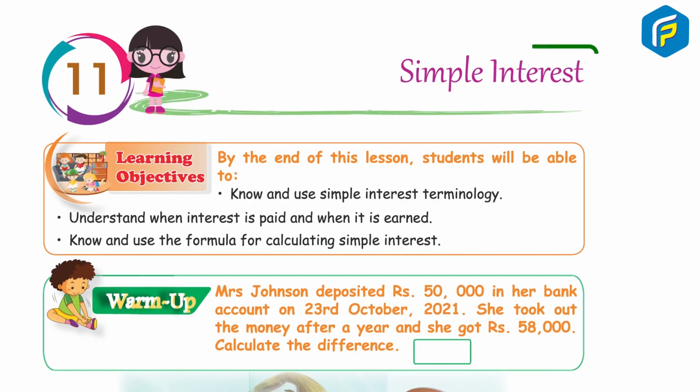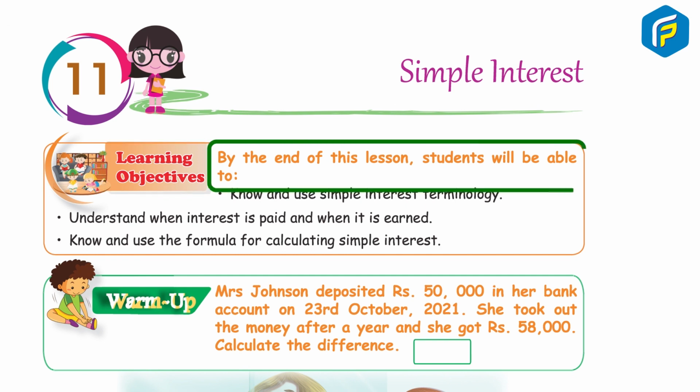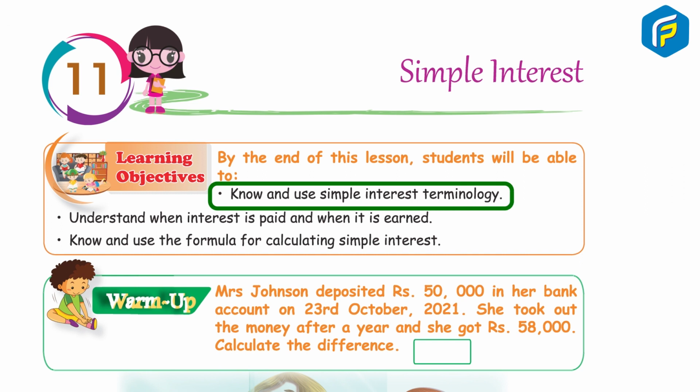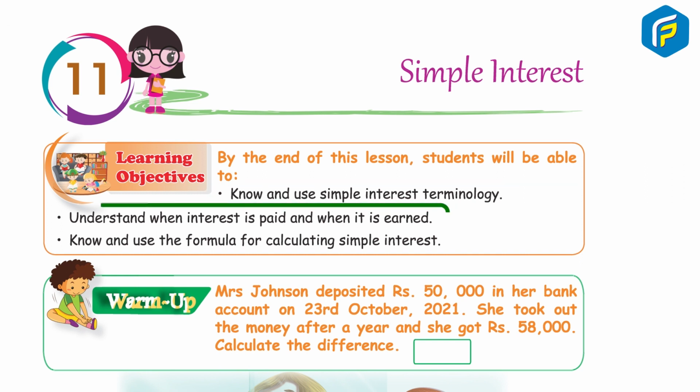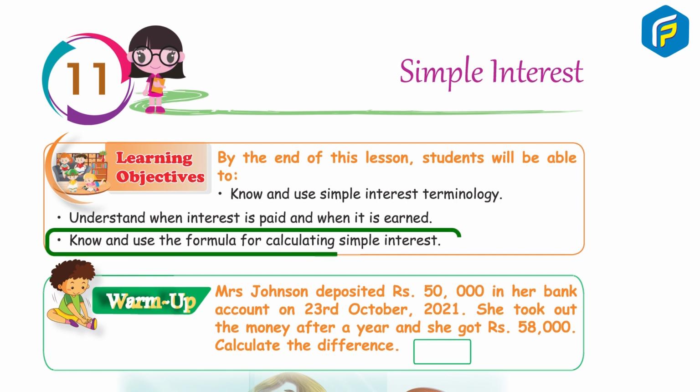Chapter 11: Simple Interest. Learning objectives: by the end of this lesson, students will be able to know and use simple interest terminology, understand when interest is paid and when it is earned, and know and use the formula for calculating simple interest.